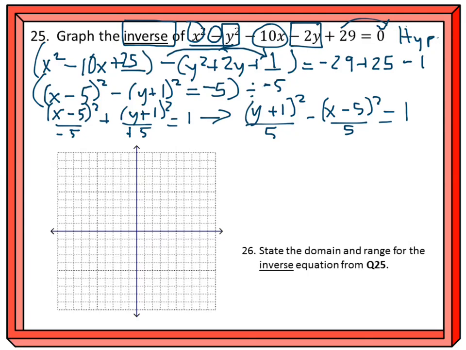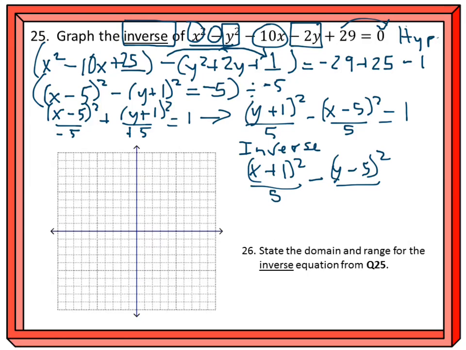If I'm going to do the inverse of this thing, I have to switch the x and the y, so it's going to become x plus 1 squared over 5 minus y minus 5 squared over 5 equals 1. Okay, so all the stuff that we need, first of all, we need our center point. The center point is negative 1, positive 5. Let's go ahead and put that down. Negative 1, 5, there's the dot.